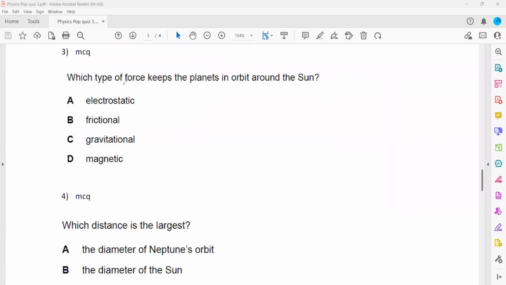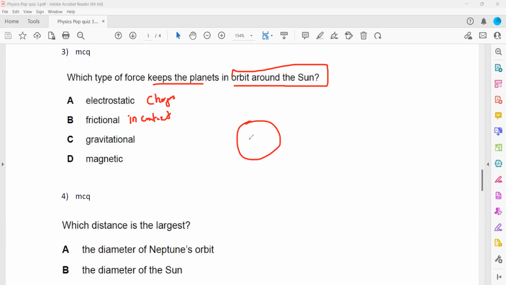In question 3, which type of force keeps the planets in orbit around the sun? Electrostatic force is the force which exists between charges. Frictional force exists when two surfaces are in contact with each other. Gravitational force exists when two objects have mass, like M1 and M2. They apply force on each other, which is always attractive. So the gravitational force is the one which exists. And a magnetic force exists between magnetic materials.